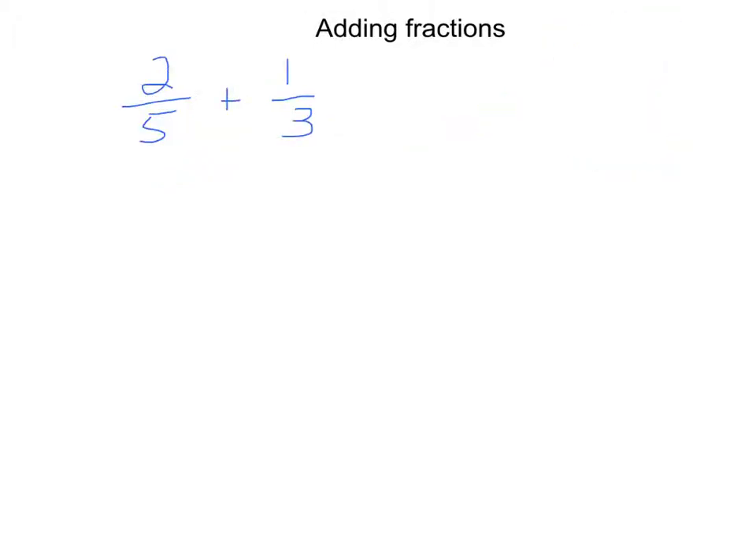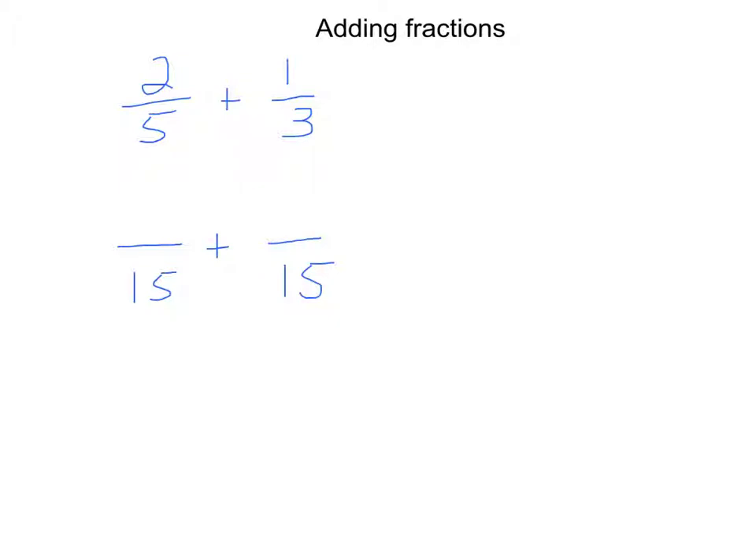In the problem 2/5 plus 1/3, we observe that we do not have a common denominator. So before we can add the fractions together, we must first get a common denominator. In this case, our common denominator will be 15. So now we need to change both 2/5 and 1/3 to equivalent fractions that have a denominator of 15.